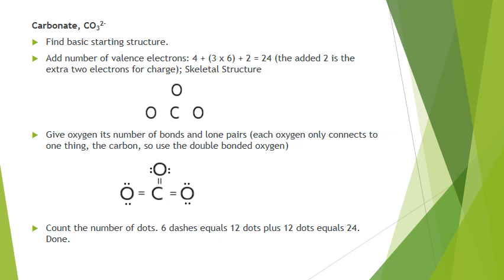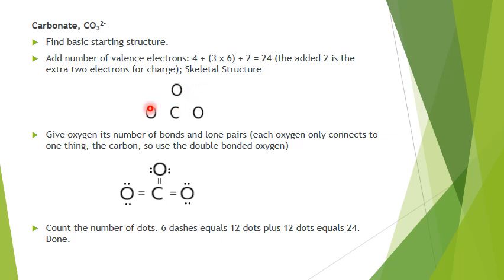Okay, now let's do carbonate. So we find a base starting structure, count the valence electrons, 4 for carbon, and then each oxygen is 6, so 3 times 6. And it has a 2 minus, so you add 2, so it's 4 plus 3 times 6 plus 2 equals 24. So we need to have 24 dots when we're all done.